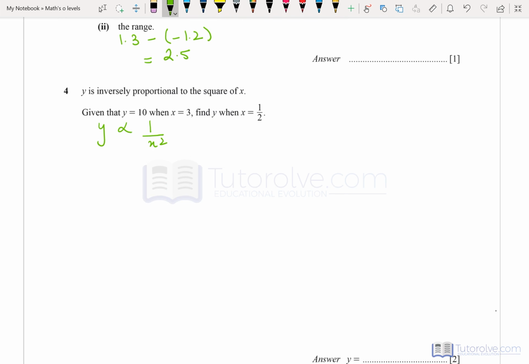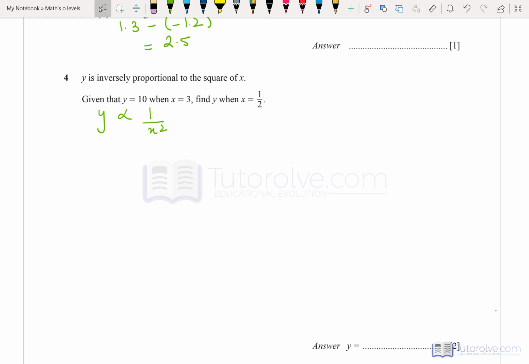So this is our standard expression that they're telling us. Now we have to remove this and add an equals to. So we have y is equal to k over x squared. Basically, they've given the first set of values here, and we need to find k. So these first set of values help us find k.